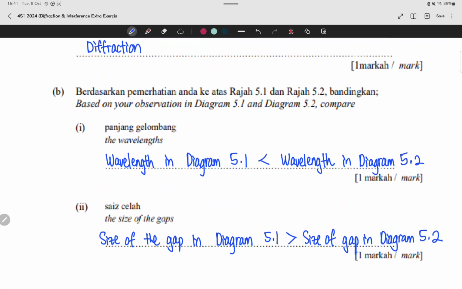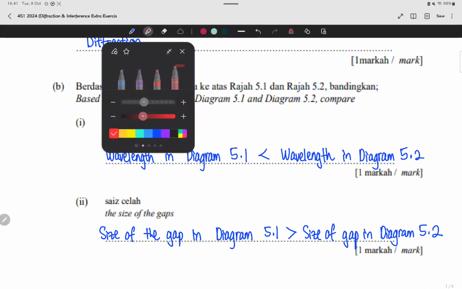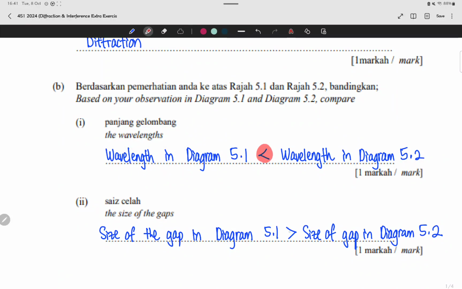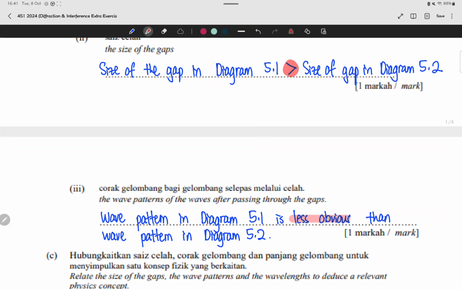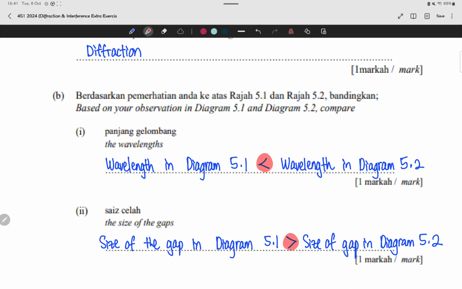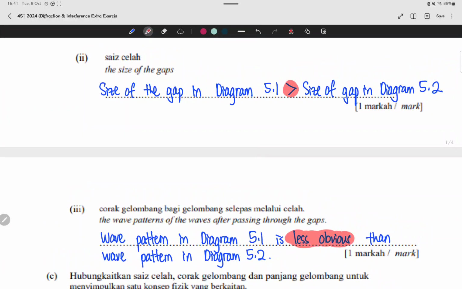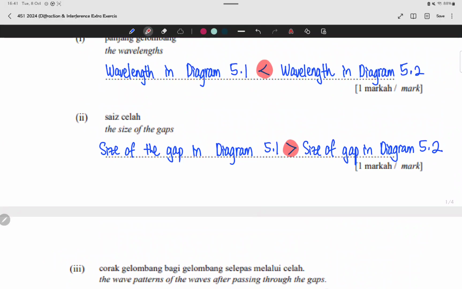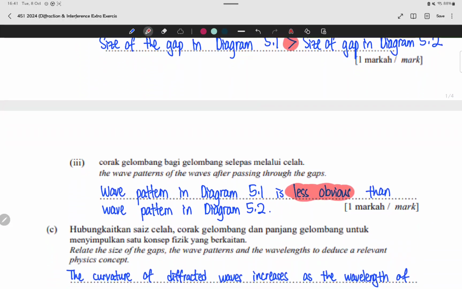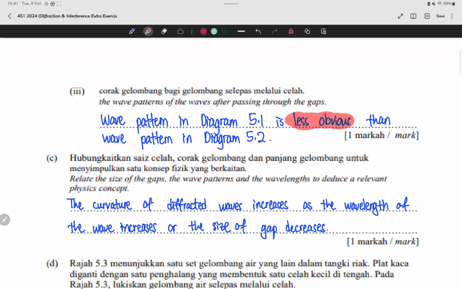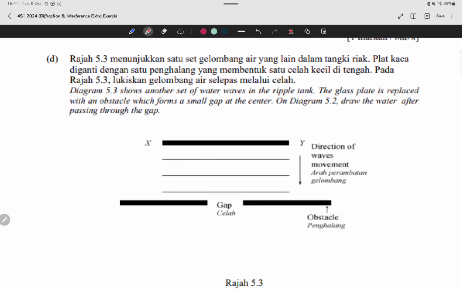So this is how you relate. Look at the symbols. The symbol here is less than, here is more than, so here is less obvious. What can you relate? Because the 5.1 wavelength is small, it has less obvious diffraction. Because the 5.1 size of gap is large, it is also less obvious diffraction. So this is the theory behind the concept. Now this one. Diagram 5.3 shows another set of water waves in the ripple tank.